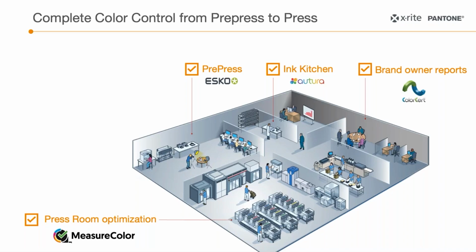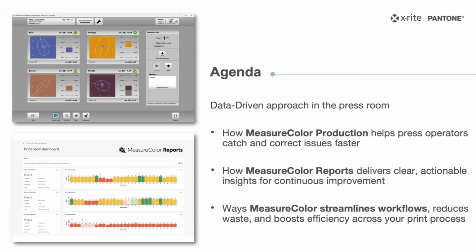For press room optimization, now we can use MeasureColor. So what can you expect further in this presentation? We will talk about MeasureColor production and MeasureColor reports. Those are the two products in the MeasureColor technology portfolio. MeasureColor production helps your press operator at the printing press, and MeasureColor reports is more for operational management to analyze your data, to look for trends.